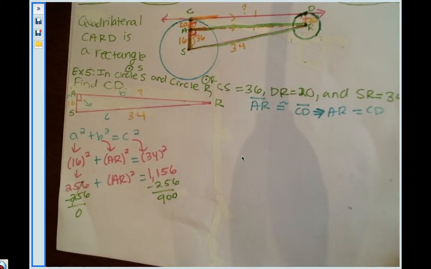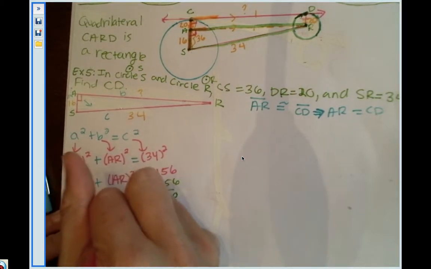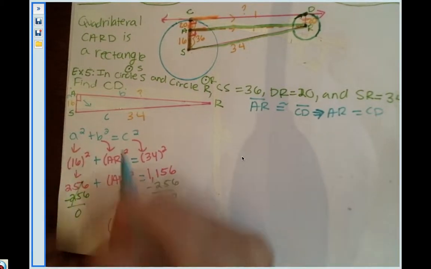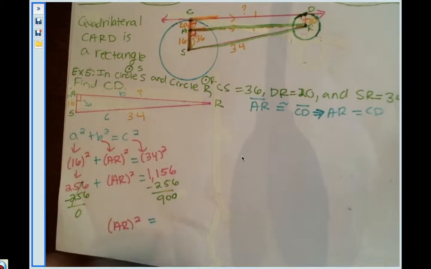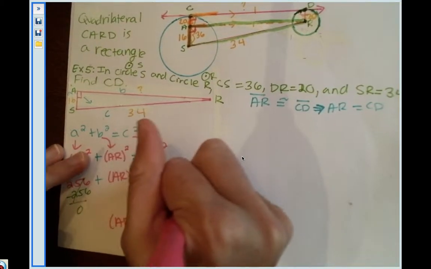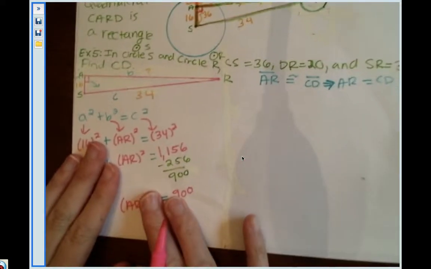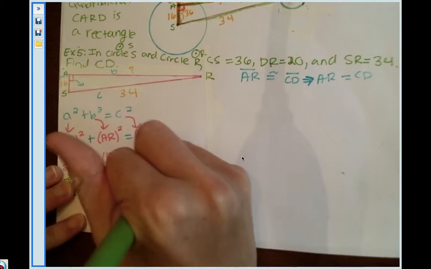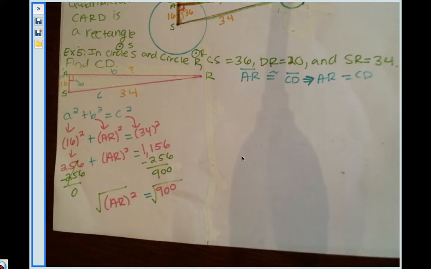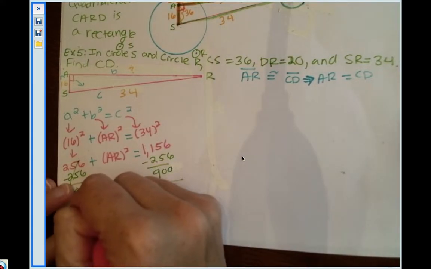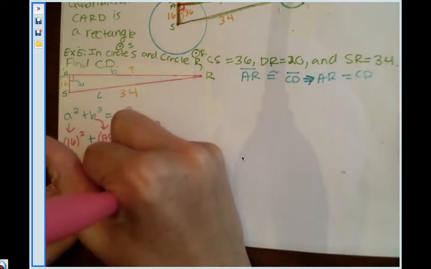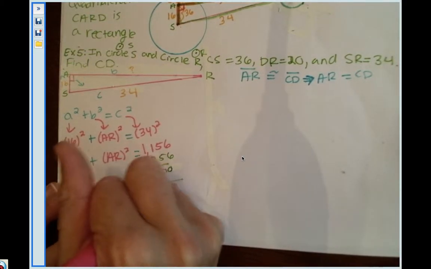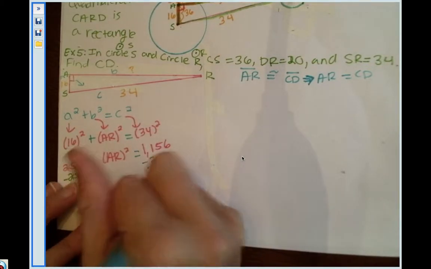All right, so now we have AR squared equals 900. All right, guys, we're so close. How do we undo a squared? What's the opposite or the inverse of a squared? It is the square root, and I'm going to square root both sides. Square root that thing. Bam. The square root of AR squared, these two cancel each other out. So bam and bam. That leaves me with AR equals the square root of 900.